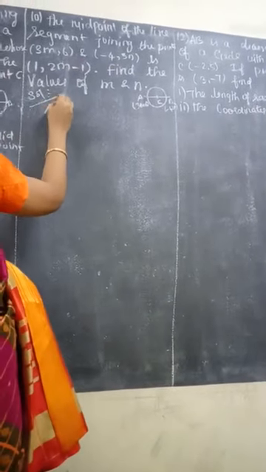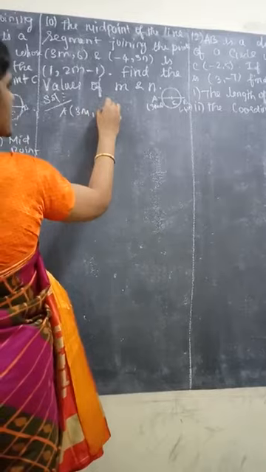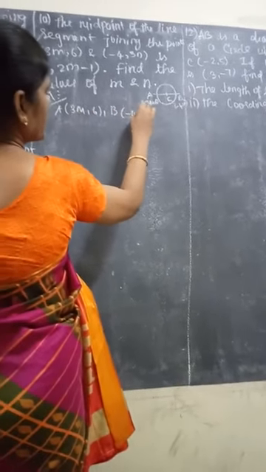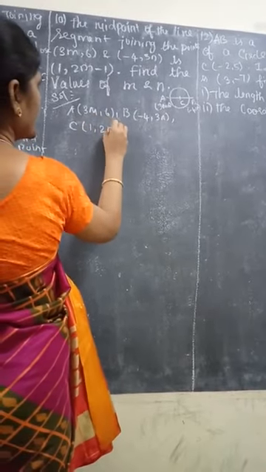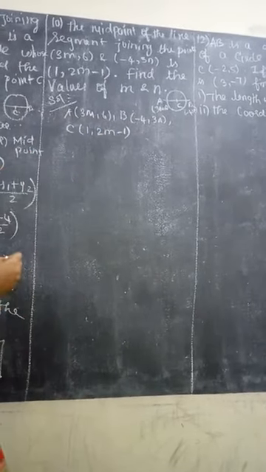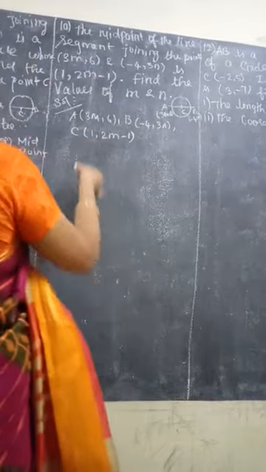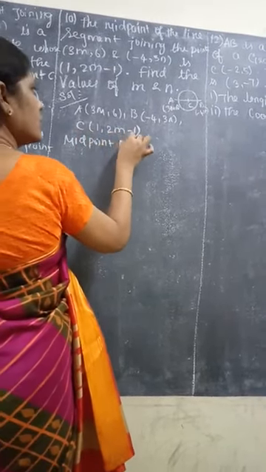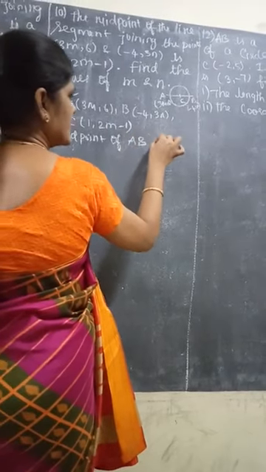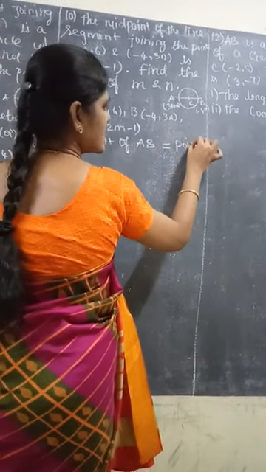So listen, what is the A point? 3m, 6. What is the B point? Minus 4, 3n. What is the C point? 1, 2m minus 1. So listen, the midpoint joining the points, that means the midpoint of AB is equal to point C.